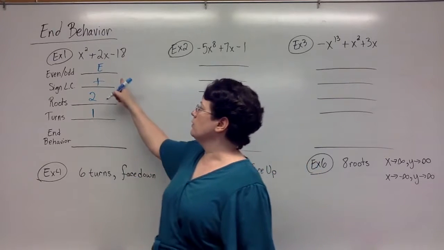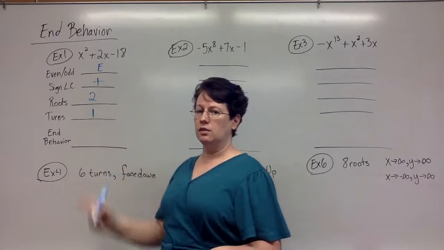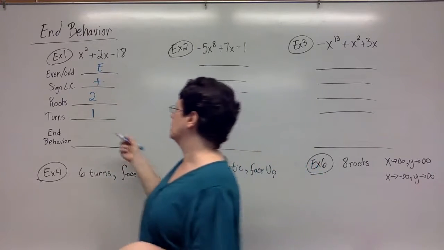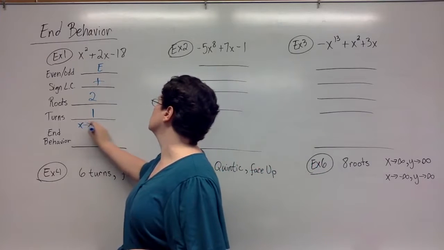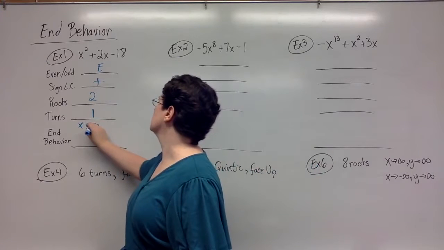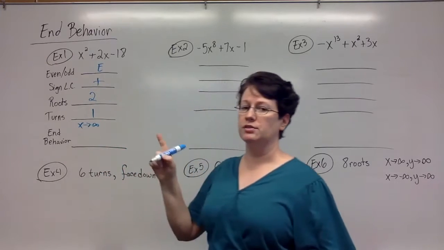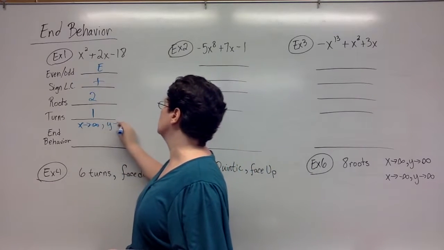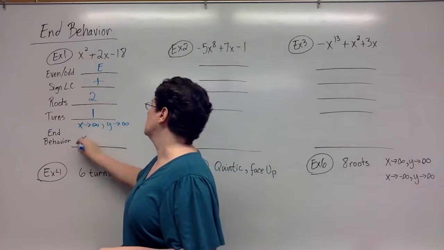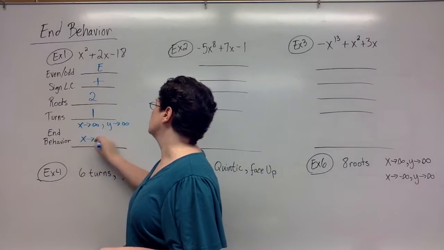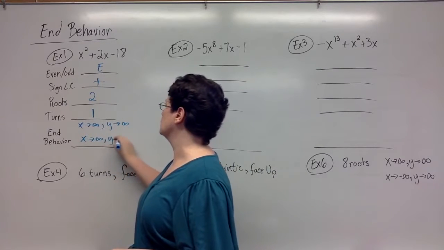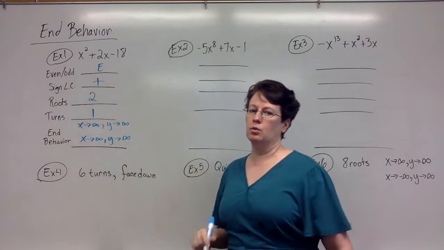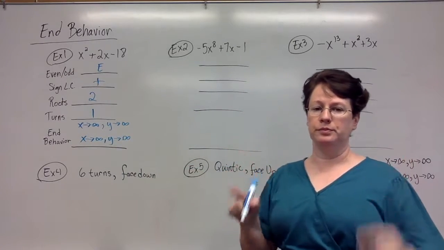So my end behavior, if it's positive and even, means they both go the same direction. Positive is up. So as x goes to infinity, we put a negative in there because we always do the left side first. As x goes to negative infinity, y goes to positive infinity. As x goes to positive infinity, y goes to positive infinity. Both going positive infinity on the y, both going up.